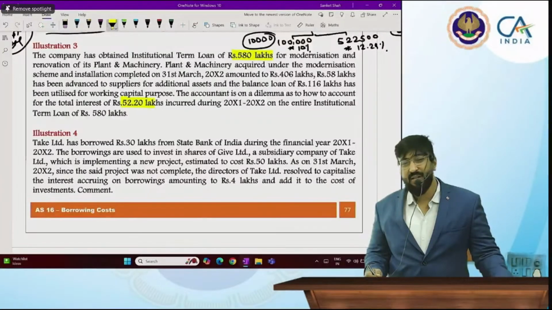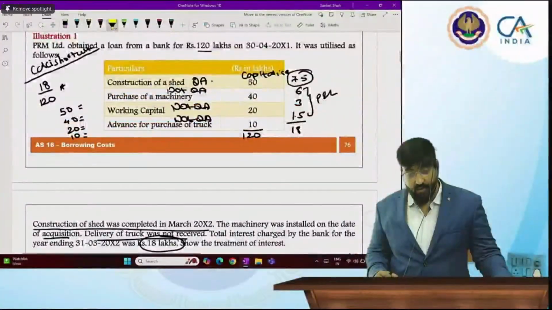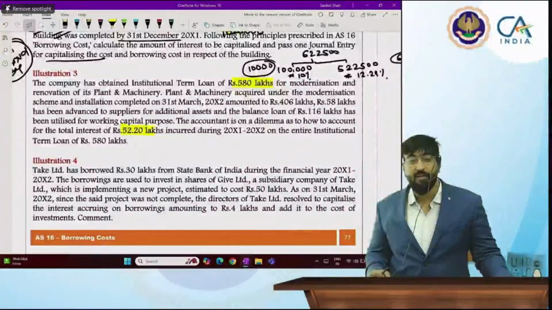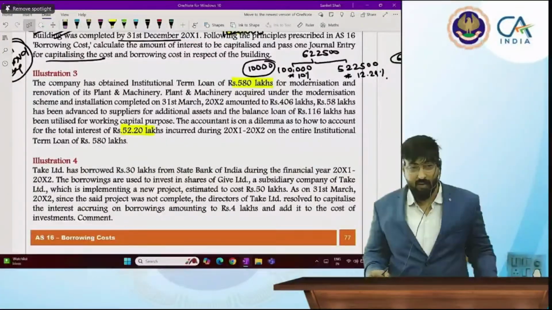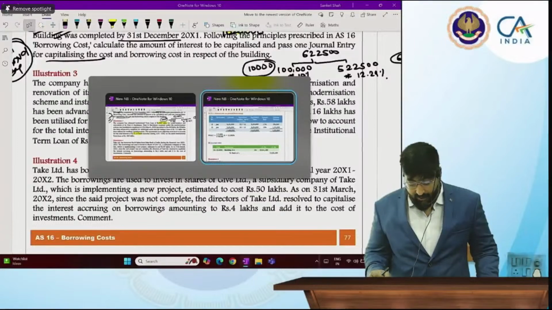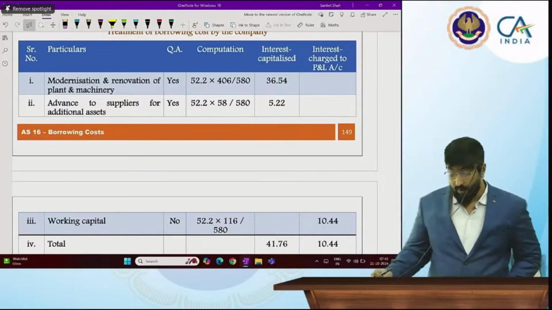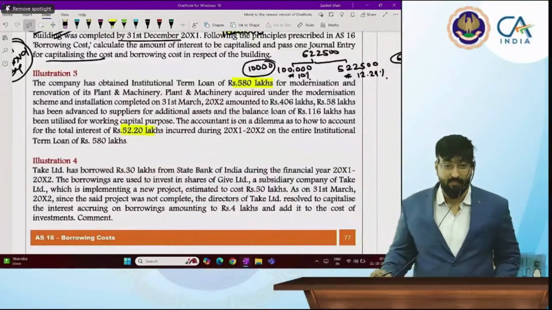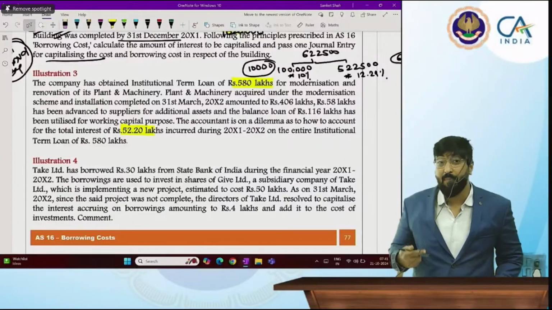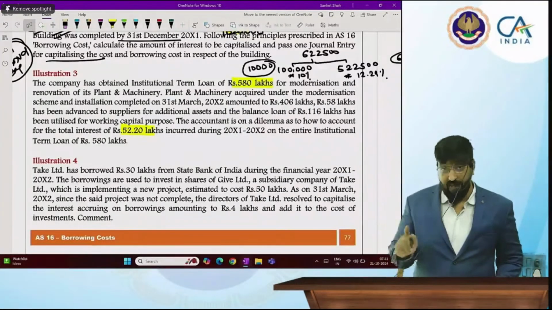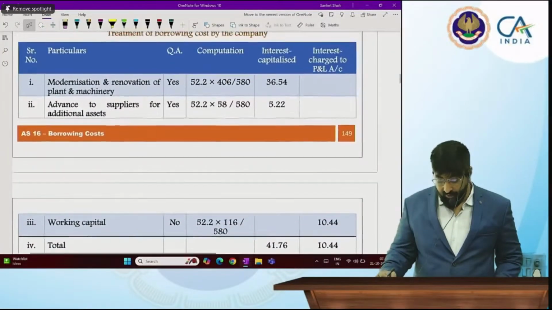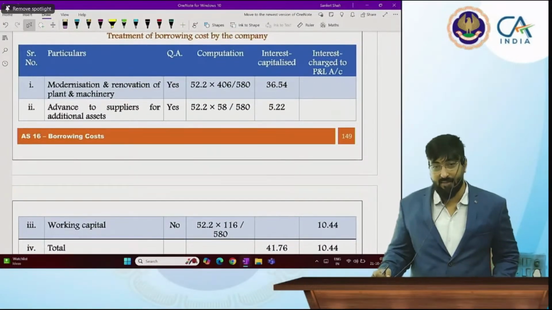Now, can you tell me whether this question is similar to illustration 1? In illustration 1, they have given you the bifurcation directly. And here they have given you the bifurcation in the theory form. So they have not given you the information directly. So we will call modernization and renovation the qualifying asset. Advance to supplier is also a qualifying asset because it is advance to supplier for plant and machinery. And working capital is not the qualifying asset.